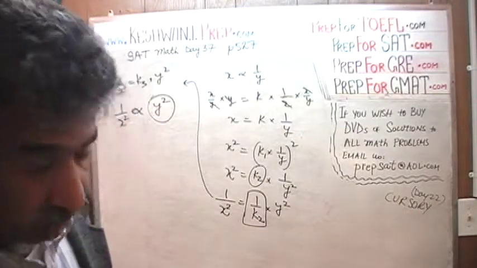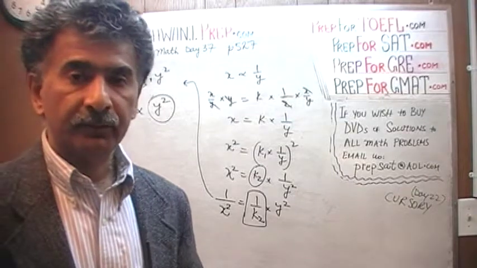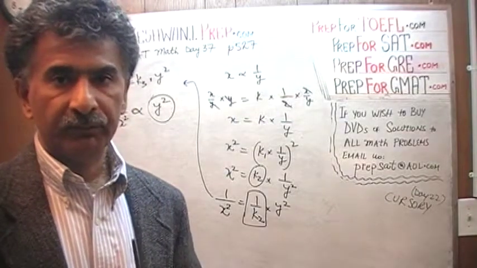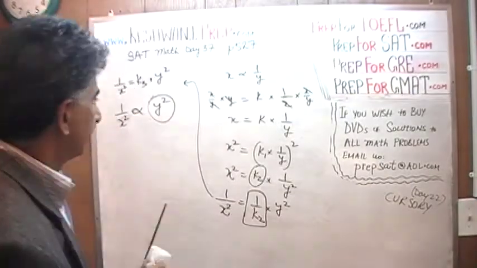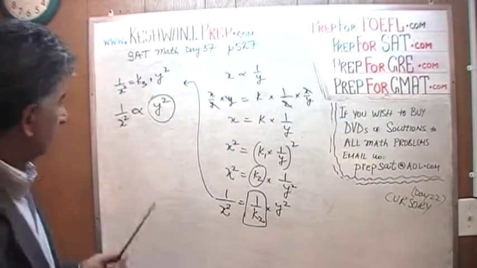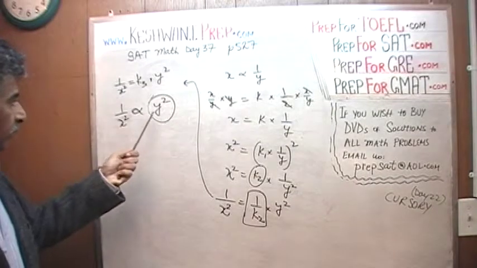And if you still have trouble understanding it, then you're going to have to skip it in the real exam. If something like this appears in the real exam, you're going to have to skip it, obviously. Do you understand? I'm sorry to have to say that. Let's go to the next one. As far as this problem is concerned, we are done. 1 over x squared is directly proportional to y squared.